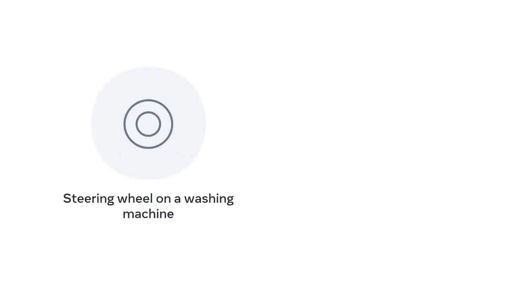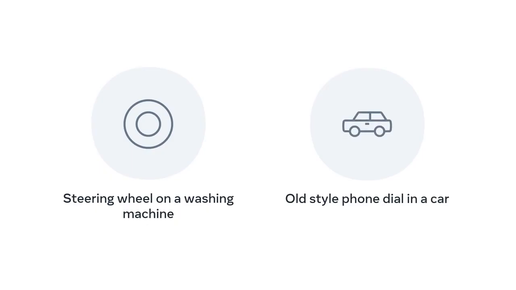For example, a steering wheel does not belong on a washing machine, or an old-style phone dial does not belong in a car. In the same way, you wouldn't want to confuse your website visitors by giving them navigation that might look and feel smart, but that's completely different from what they're used to. So you might be wondering, what is accepted modern website navigation, and how does it work in React?